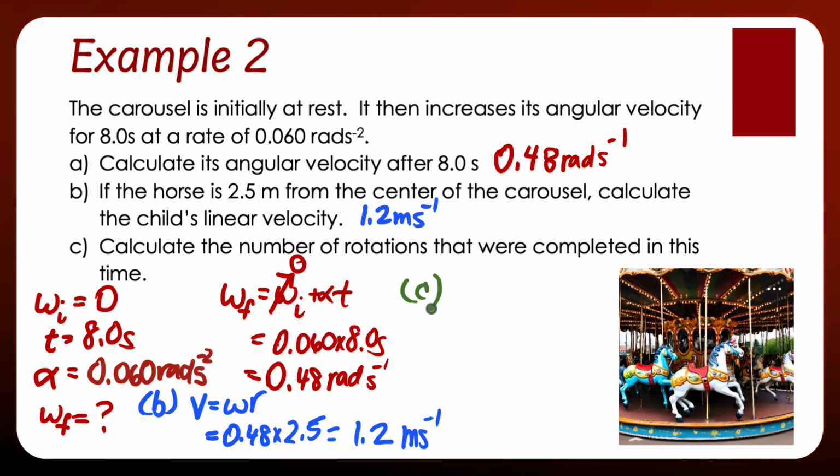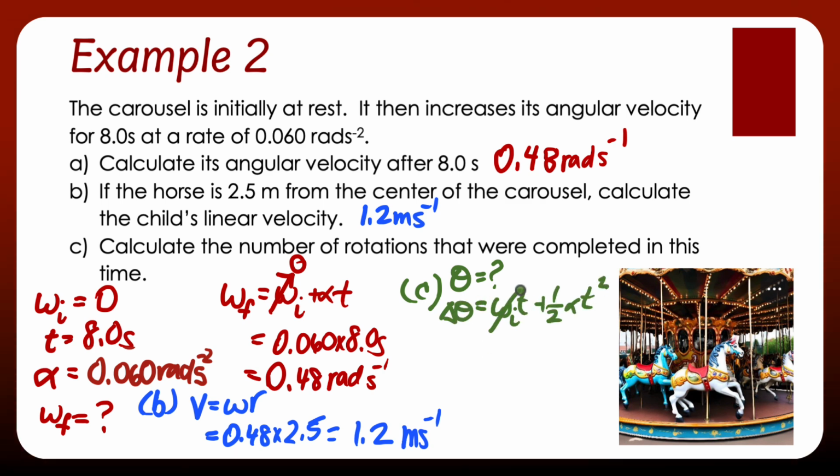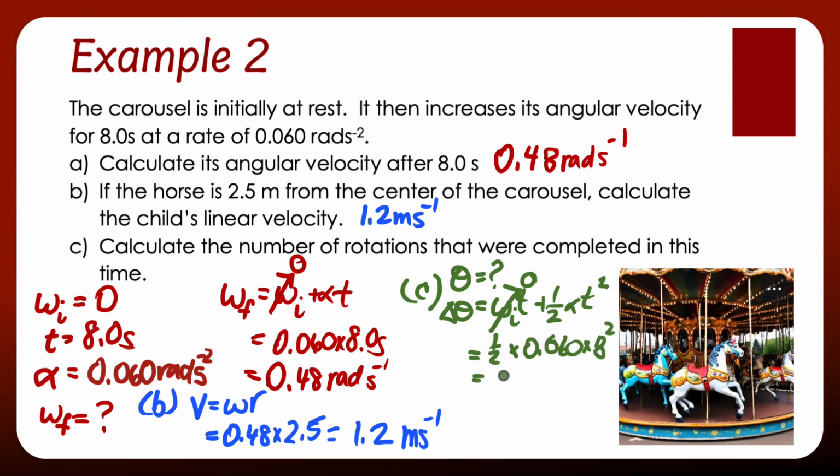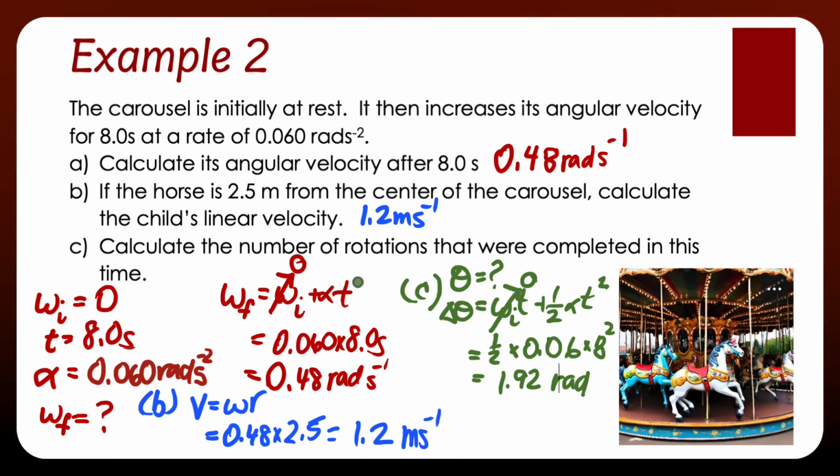And finally, calculate the number of rotations that would be completed in this time. Well, first I'm going to need to find out what theta is. I'd go back here, I would use these values, not the one I calculated, just in case it's wrong. So I need the one that has theta, omega i, t, and alpha. And again, this is 0, so that will make my life easier. Put in my numbers. Now my answer here is going to be 1.92 radians. Now that's important because that's not what it asked. It asked for the number of rotations or the number of revolutions.